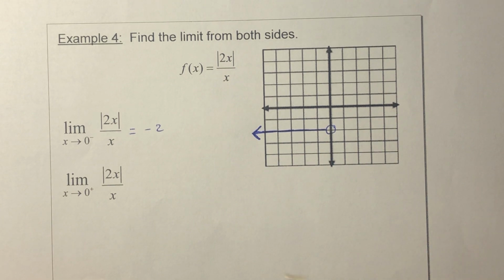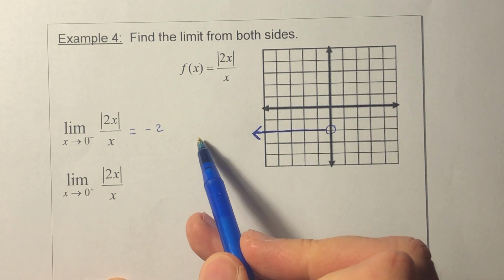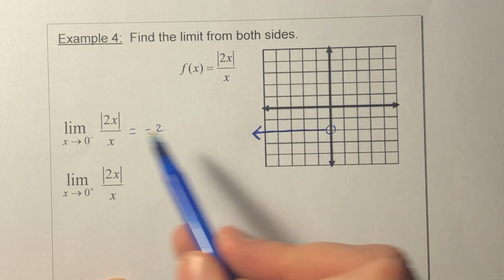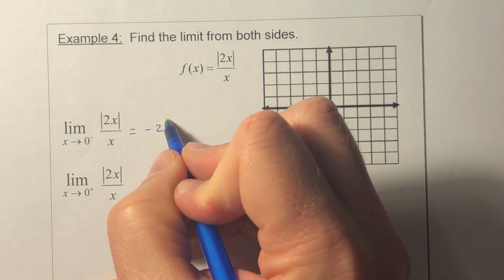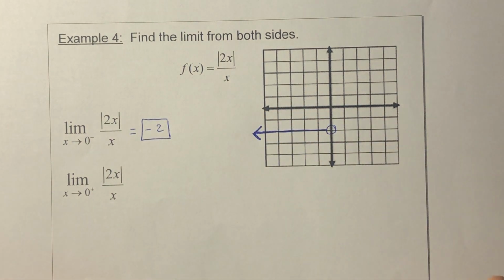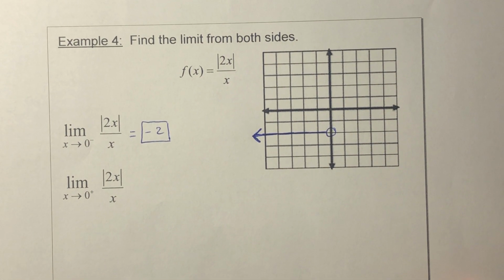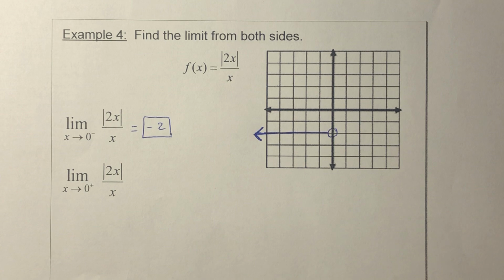All right, so that's the left side. As you approach from the left, whatever you plug in for x, you're going to get -2. So as we approach 0 from the left side, your limit is -2.